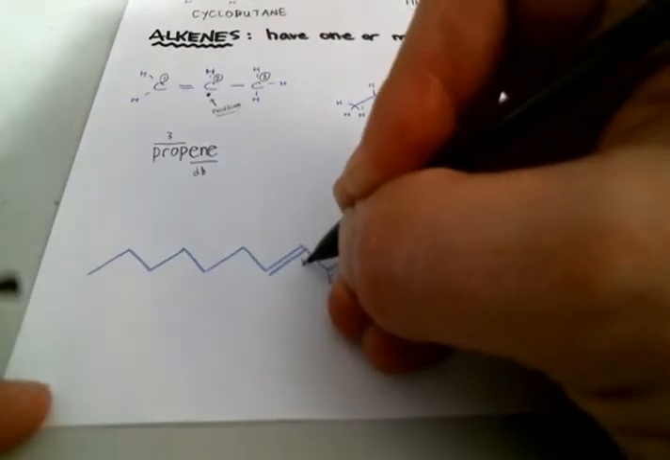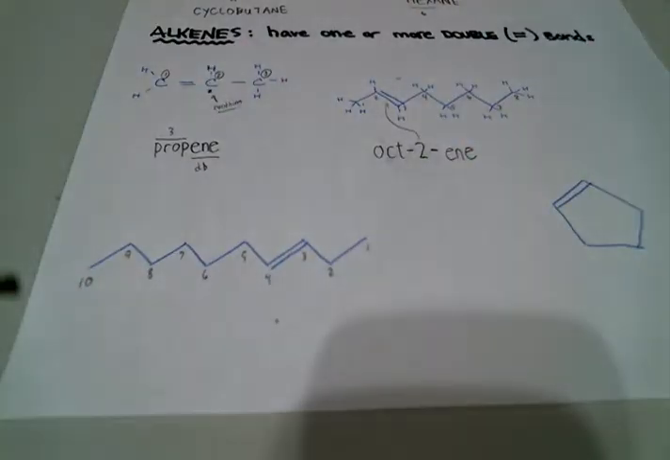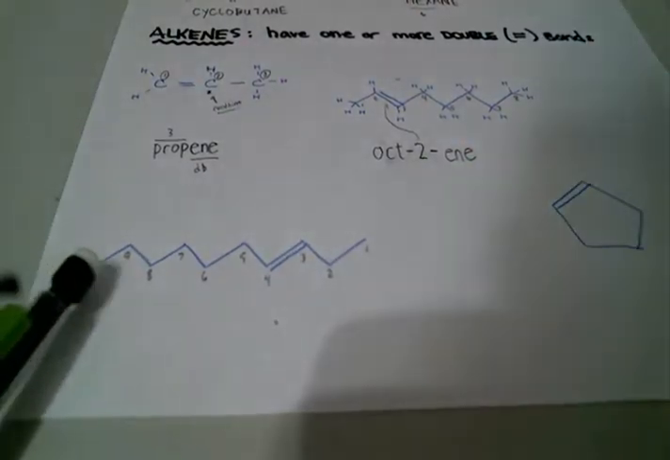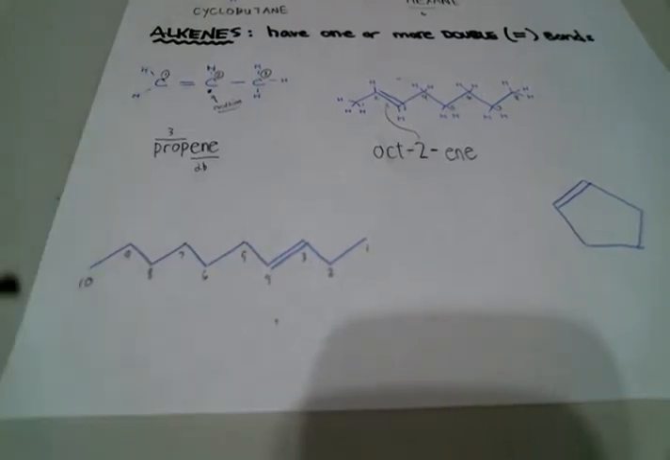1, 2, 3, 4, 5, 6, 7, 8, 9, and 10. There we go. If I were to number from this side, I would end up with this being carbon number 6. And that would not make my numbers as small as possible. I know it seems really silly, but when you number these things, you have to make sure that your numbers are as small as you possibly can. And as I said, you can start counting from any side of the molecule that you like.